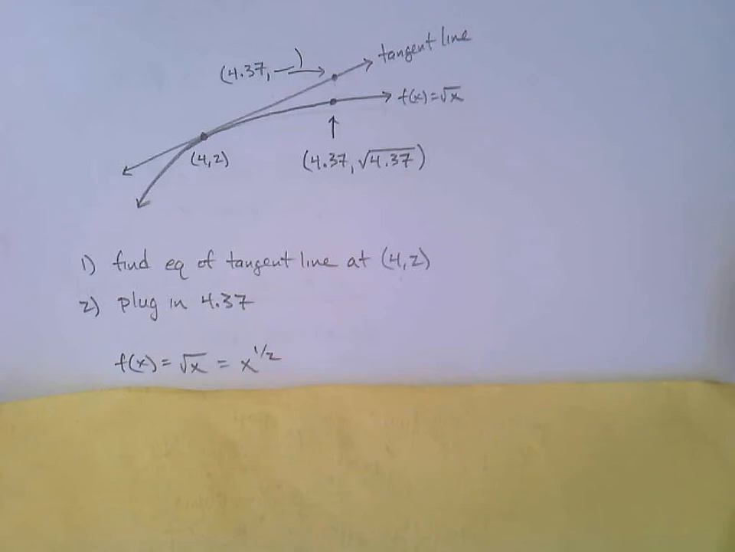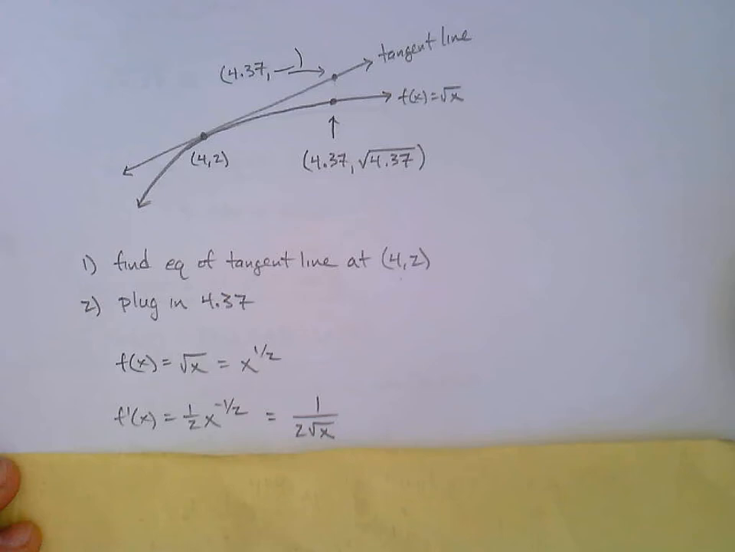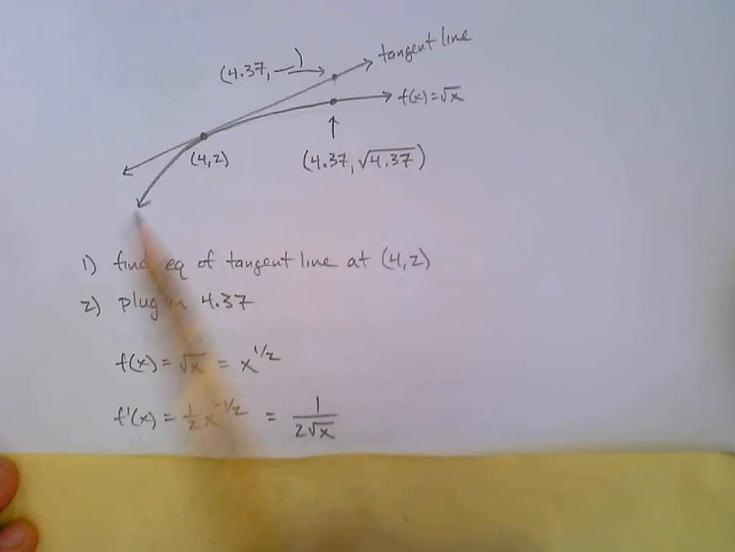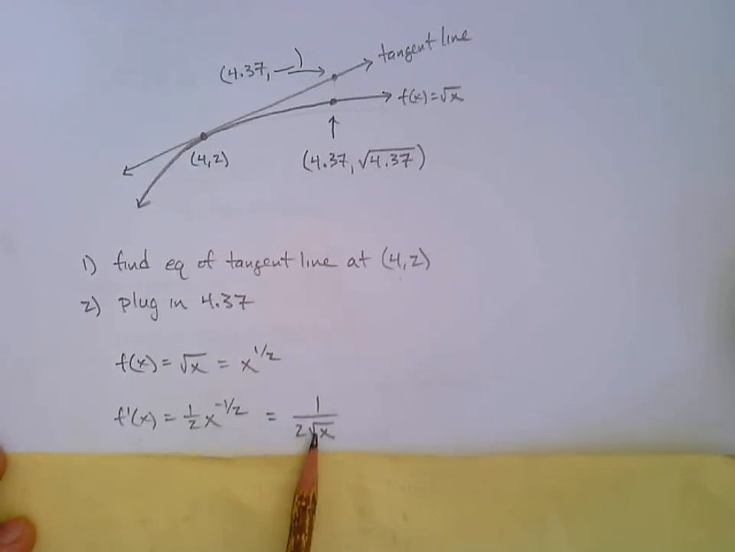Hey, finding equations of tangent lines, no problem. Our function is the square root of x. Let's think of that as x to the 1/2. So we need the derivative of that. The derivative of x to the 1/2 is 1/2 x to the negative 1/2. Because I'm going to find the equation of the tangent line right there, I'm going to write this a little bit differently. It's going to be easier if I think of it as 1/2 square root x, which is, of course, the same thing. Okay, so I have the derivative.